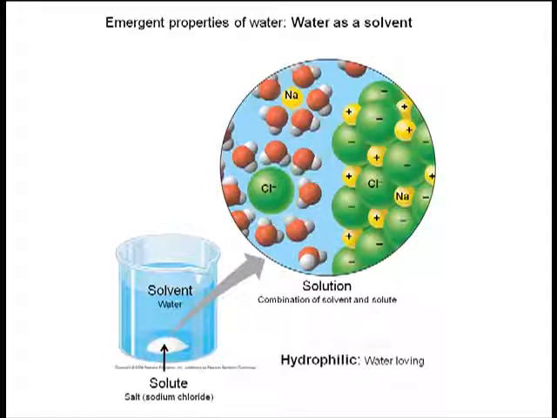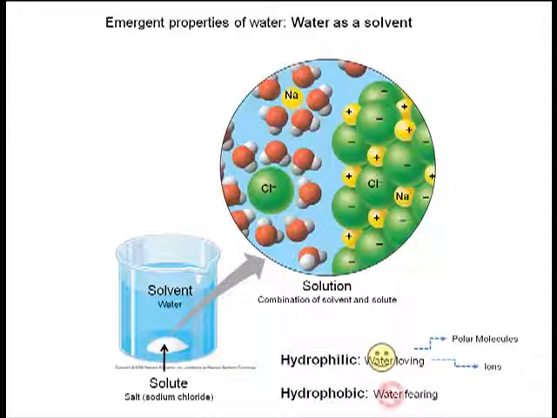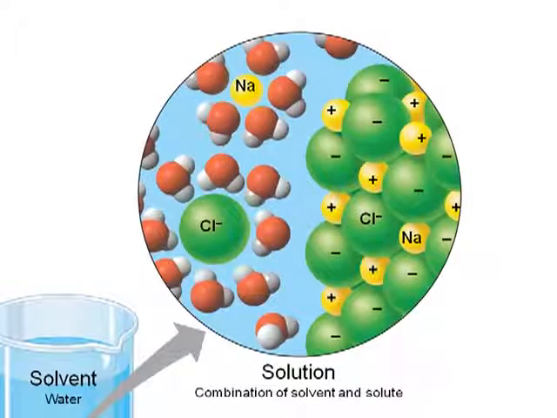Anything that dissolves in water is referred to as hydrophilic, or water-loving. And all hydrophilic substances are made up of polar molecules or ions. There are also a lot of things that do not dissolve in water, and those are referred to as hydrophobic, or water-fearing. And all hydrophobic substances are made up of nonpolar molecules. If we look back up here at the image of the solution, we can understand how things dissolve in water. Sodium chloride will dissolve because it is made up of hydrophilic ions.